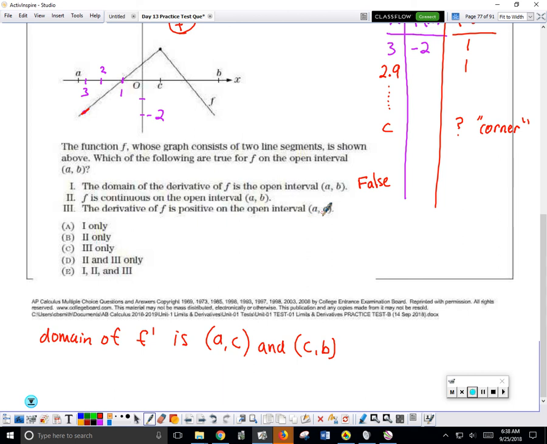Perfect. So f is increasing from A to C. Just like you said, therefore f prime is positive from A to C, and you're correct. If I go from C to B, f prime will be negative. So 3 is a true statement. That makes sense. Perfect.